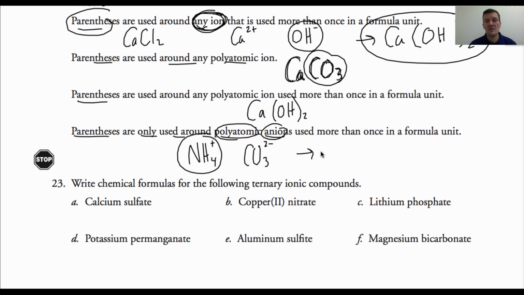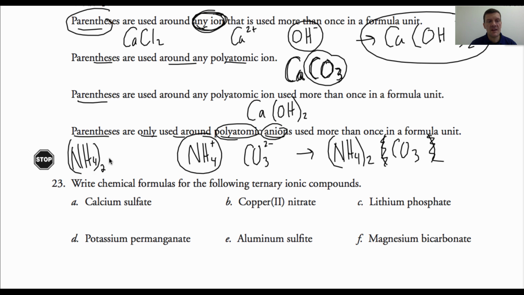So this is going to lead to NH4, and I need 2 of them combined with the, I'm sorry, I did not need to put parentheses around the carbonate here. My apologies. So it's just NH4 doubled, so I'm putting that in parentheses, and then the carbonate. Okay?